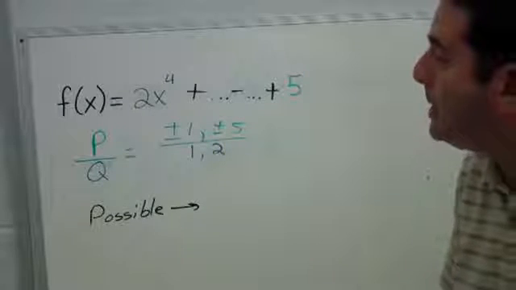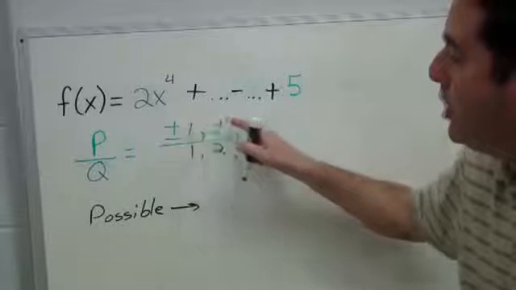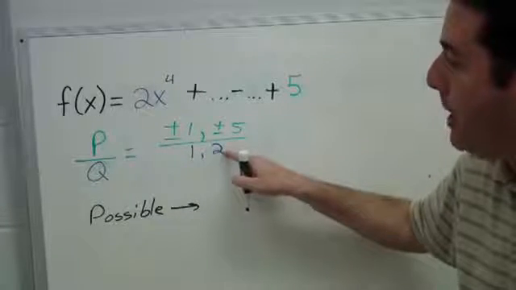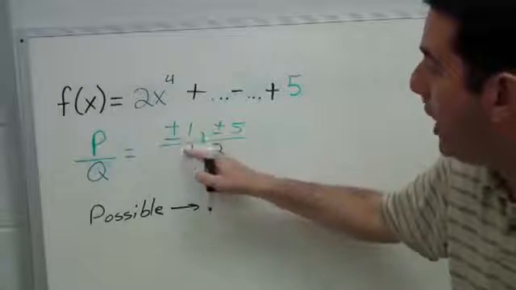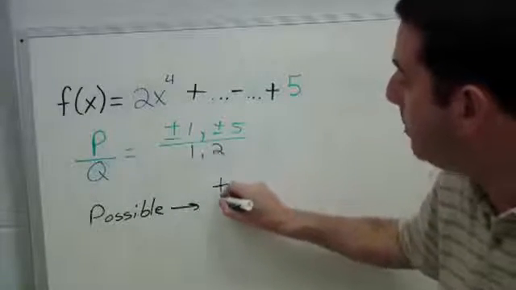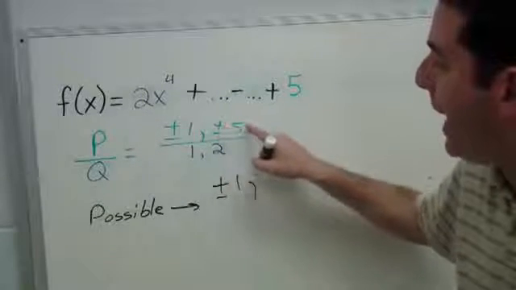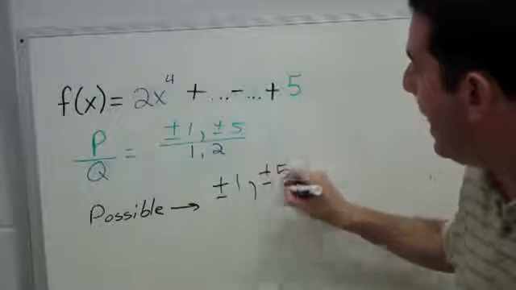To get my list of possibilities, I now have to do each thing on top divided by each thing on bottom. Let's do each of them over 1 first. Plus or minus 1 over 1, that's plus or minus 1. If I do plus or minus 5 over 1, that's plus or minus 5.